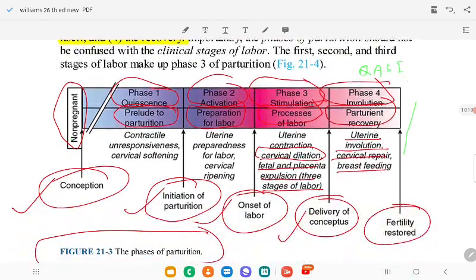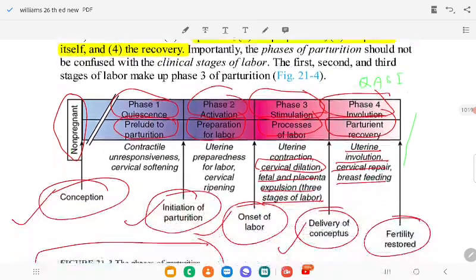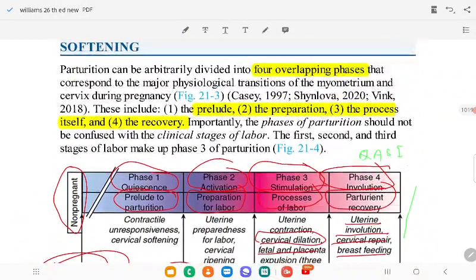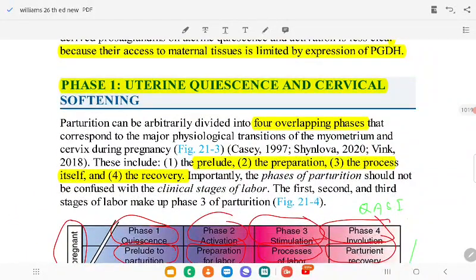All 3 stages of labor are in phase 3, stimulation, the process of labor. Okay, phase 4 is involution, the parturient recovery. Prelude, preparation, process and parturient recovery: uterine involution, cervical repair, breastfeeding, fertility restored. Okay, these are all 4 phases of parturition. What is phase 1? Uterine quiescence and cervical softening.